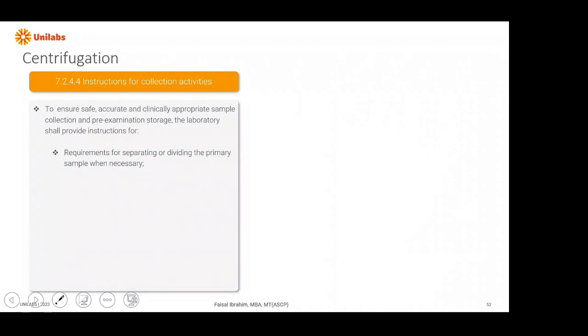Still, we are in the area of reference lab, referral lab. Centrifugation, actually, in 7.2.4.4, they added a requirement related to separating or dividing the primary sample when necessary. And I really like this addition as well, because I think it applies mainly to the clinics. So if you have a small clinic in a rural area, many times they don't have a centrifuge, so they will collect a sample from a patient at 10 in the morning, and then the logistic vehicle will come at 3 p.m. to collect the sample, and the sample is unspun, and of course the result will be impacted.